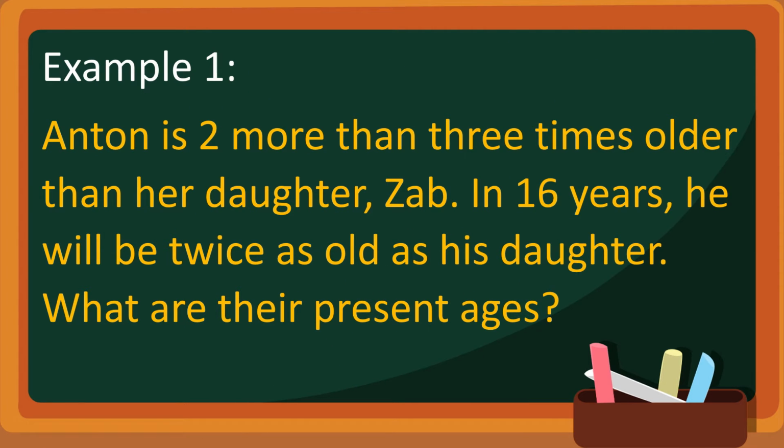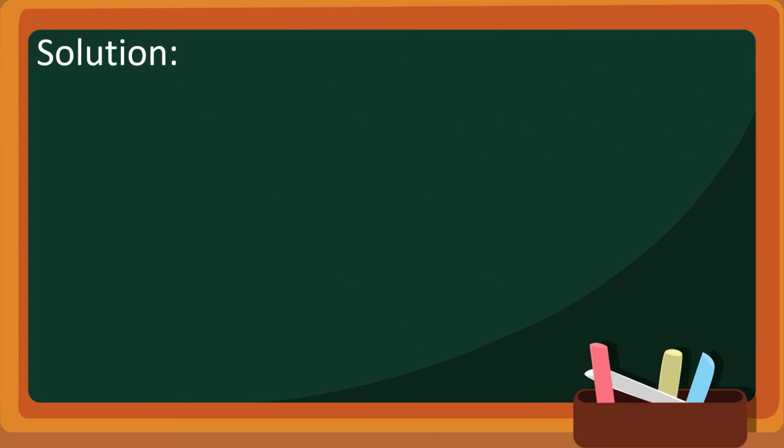Now let us have example number 1. Anton is 2 more than 3 times older than his daughter Zab. In 16 years, he will be twice as old as his daughter. What are their present ages? Let's solve the problem step by step. Step number 1.